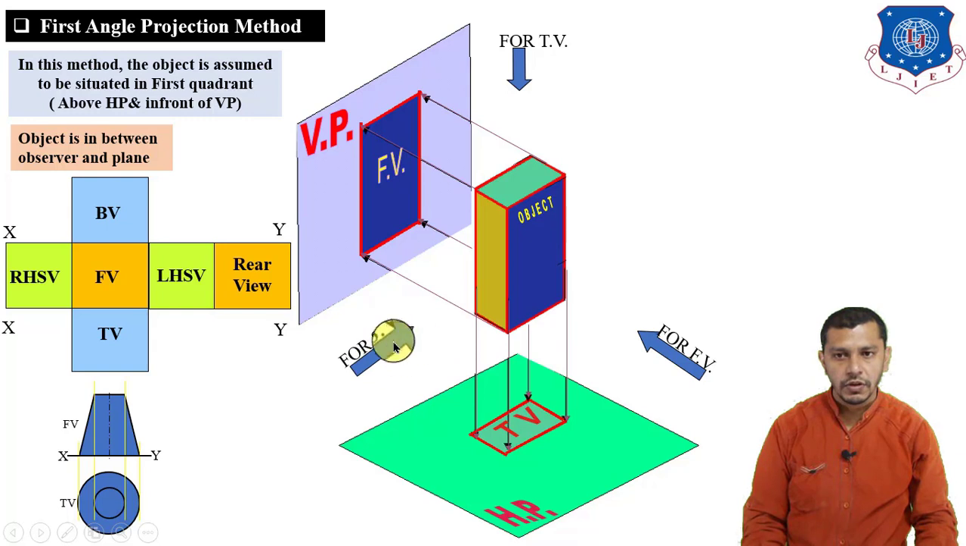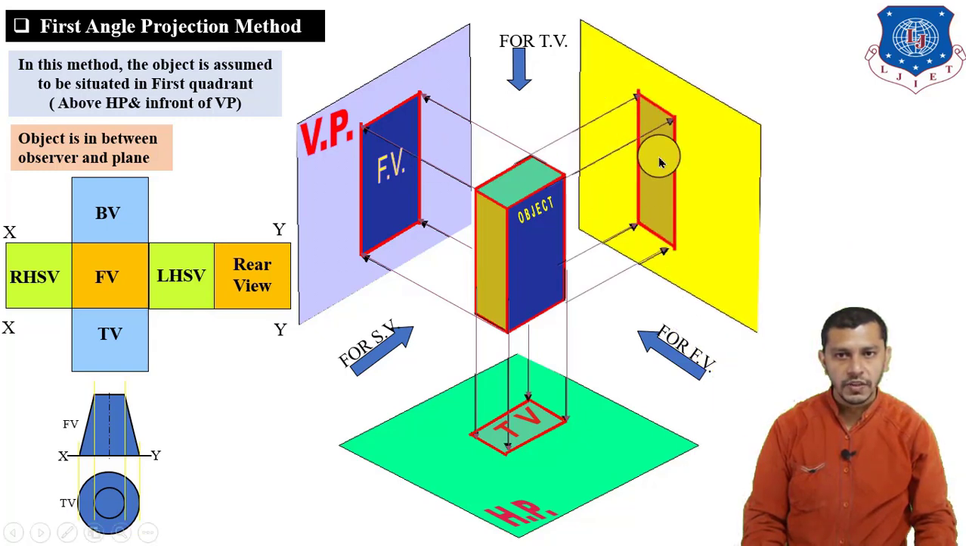And if we want to draw the side view of this cuboid, we have to project this object on the profile plane. For that we have to draw the projection lines perpendicular to the profile plane, and the projection lines should be parallel to each other. So this will be our side view, and in the side view we will observe this face, or we will plot this face of the given object. So this is our side view on the profile plane.